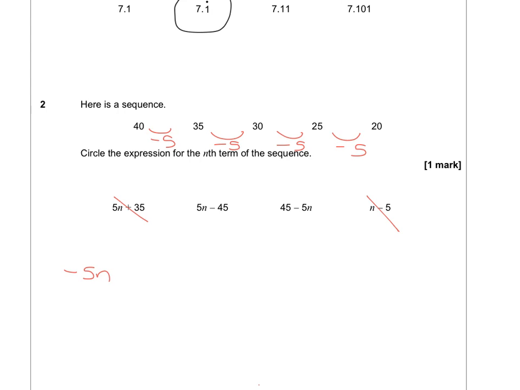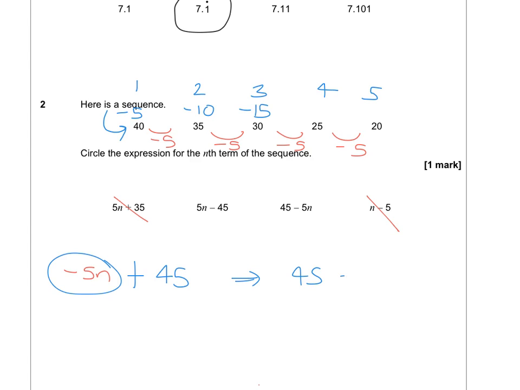So we know that that's the first term, the second term, third term, fourth term and the fifth term, and if we write out negative 5 times 1, we get negative 5, times 2, negative 10, times 3, negative 15, and so on and so forth. We need 40, not negative 5, so we have to adjust our expression by adding 45, which can be written as 45 minus 5n, which is this expression here.